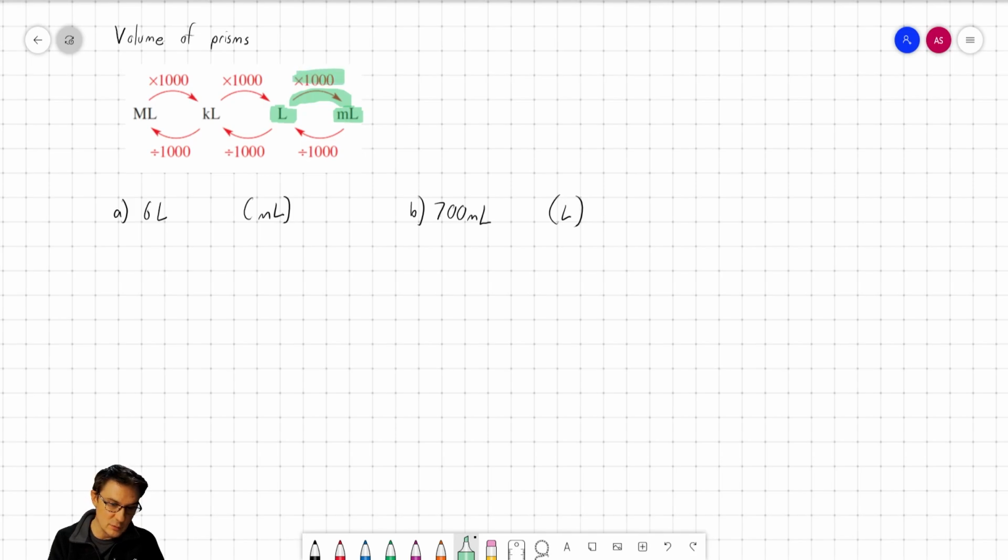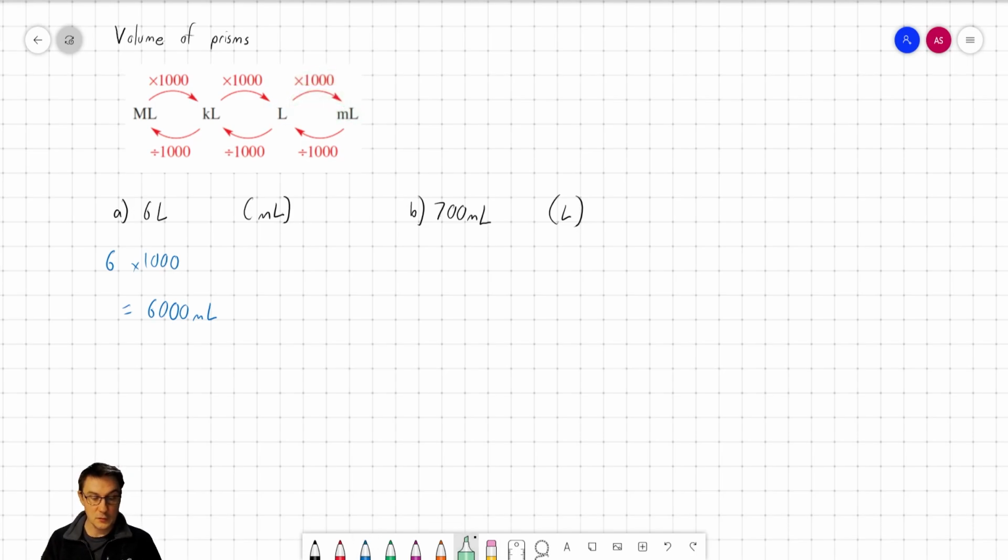We can see milliliters. And what we need to do is multiply by 1000 in this case. So our working out is going to take 6, and we're going to times that by 1000. What that will then give us when we work out the answer is 6000, and that's going to be milliliters. So that's that first conversion.